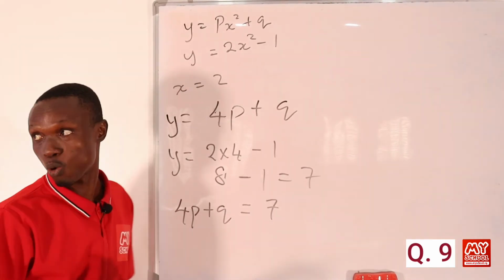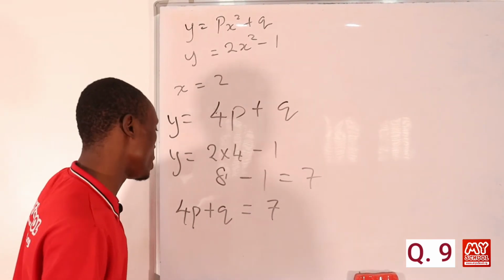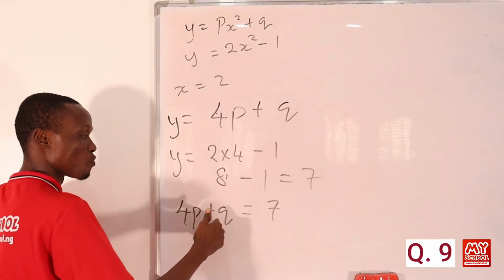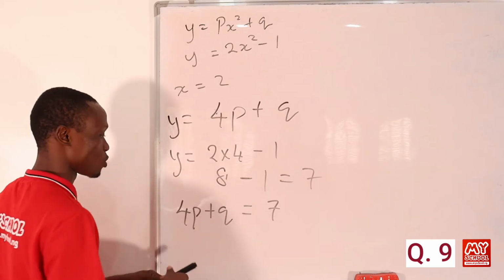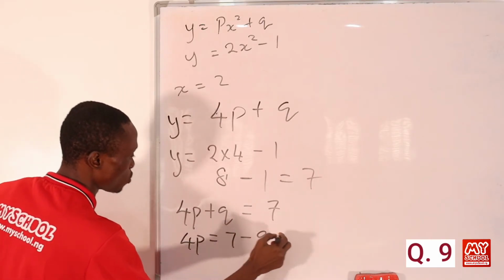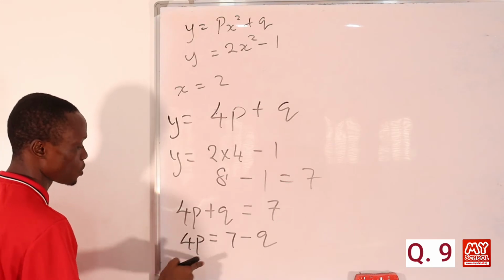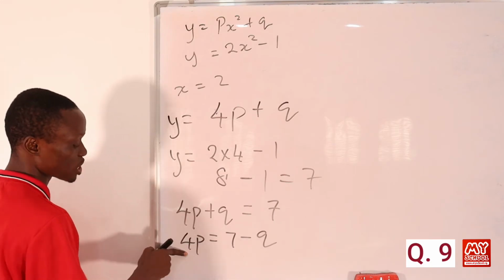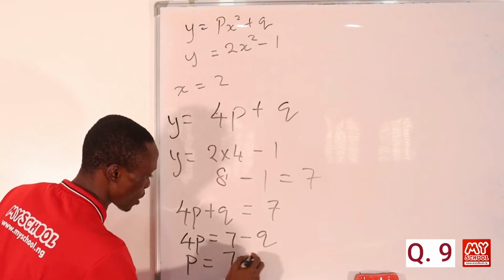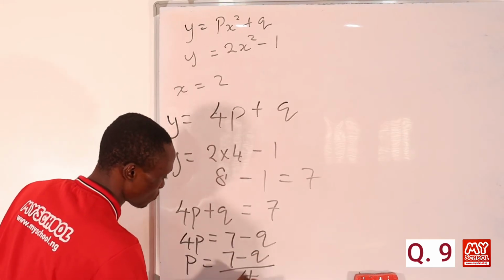But we are asked to find the value of p in terms of q. So to find the value of p in terms of q, we just move q to the other side of the equation, so that we'll be having 4p equals 7 minus q, right? But we are looking for p, not 4p. So we divide both sides by the coefficient of p, which is 4, so that p equals (7 minus q) divided by 4.